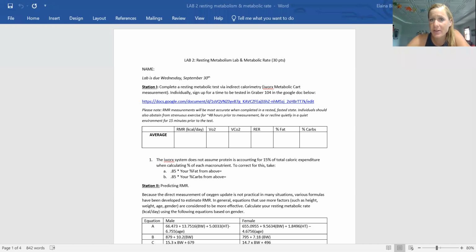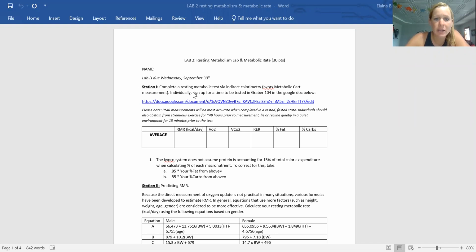Hi, Duhawks. I just wanted to take a quick minute to take you through the metabolism lab and the requirements associated with such. So you'll be able to find this lab posted for you on eLearn.